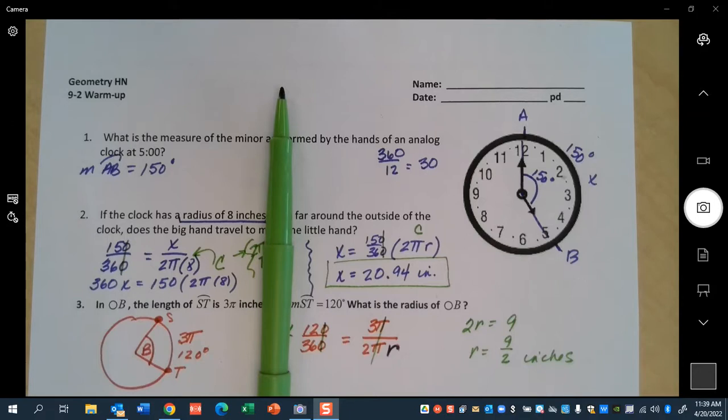Write a proportion. Radius is half the diameter. Circumference is the distance around the circle. Pi d is the same as 2 pi r. Whatever note you need to write yourself, and then share your note with your group. Go.